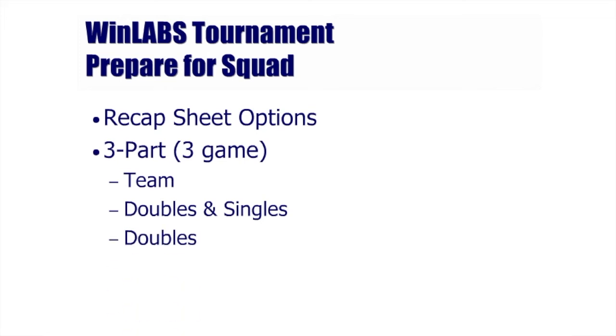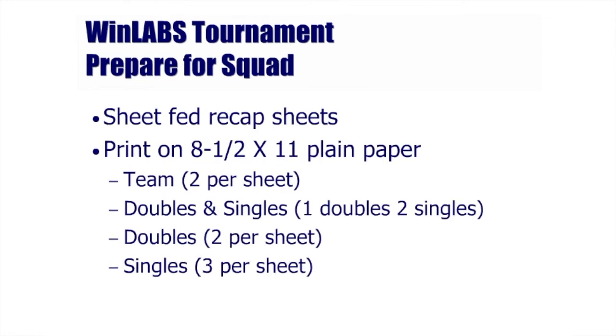The doubles forms are for doubles tournaments, or for those tournaments that bowl the doubles and singles separately. The singles forms are for singles-only tournaments or for tournaments where they are bowled separately from the doubles. WinLABS also provides sheet-fed options printed on plain paper. You can print 2 teams per sheet for the team event, 1 doubles and 2 singles for the combined minor events, 2 doubles per sheet for the doubles-only squads, and 3 singles per sheet for the singles-only squads.